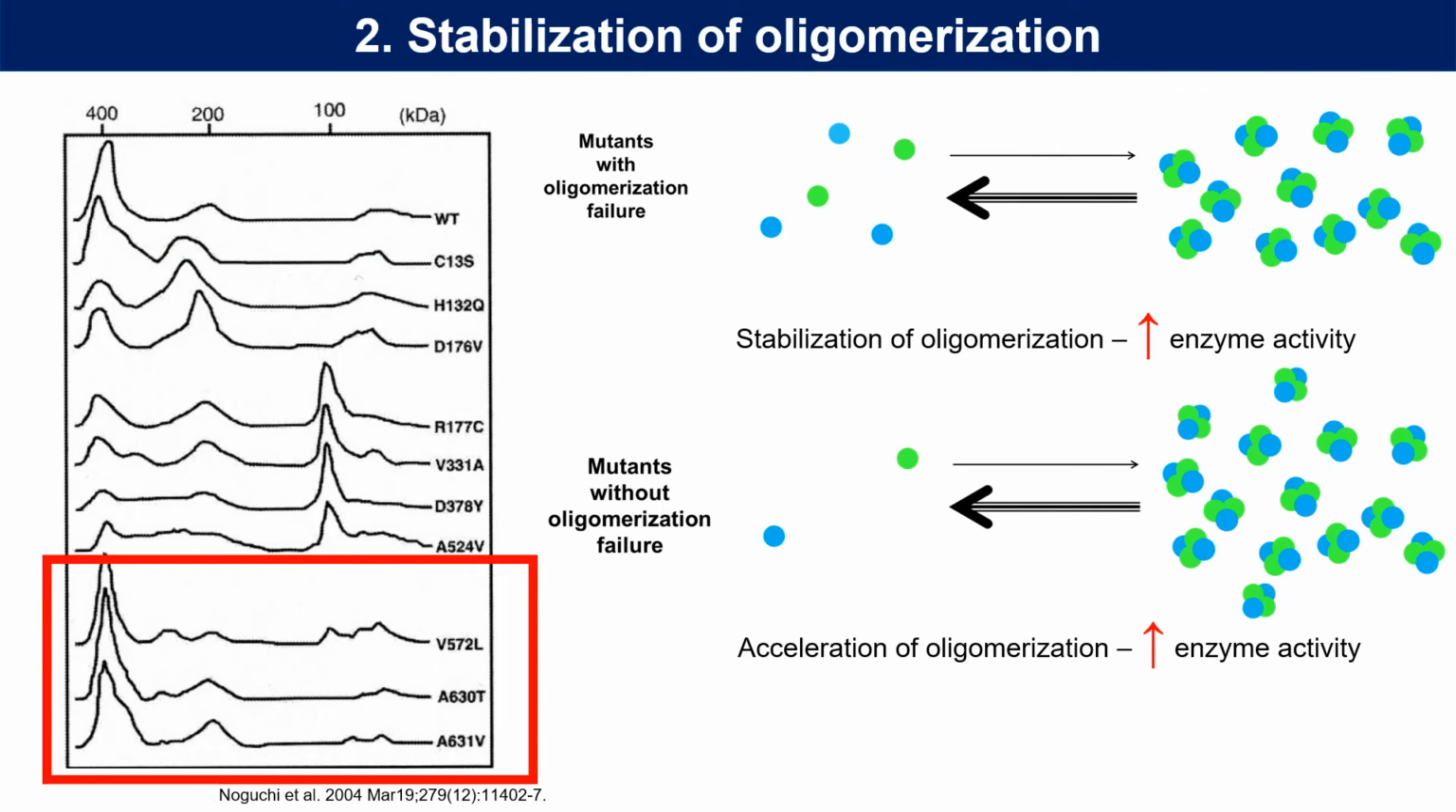And this is just a possibility, but also we believe that even for the mutants without oligomerization failure, like these, acceleration of oligomerization by small compounds has potential to increase enzyme activity.